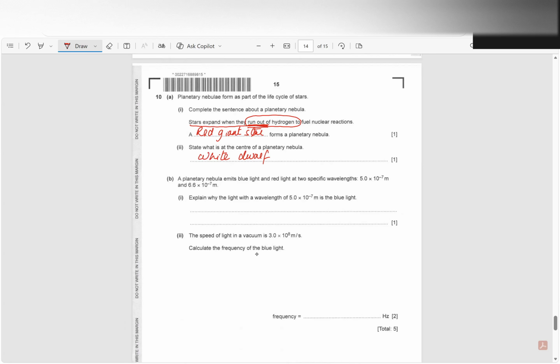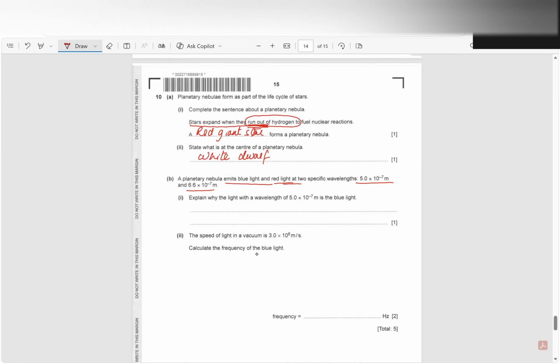Now it says a planetary nebula emits blue light and red light at two specific wavelengths, 5 into 10 raised to the power negative 7 meters and 6.6 into 10 raised to the power negative 7 meters. Explain why the light with a wavelength of 5 into 10 raised to the power negative 7 meter is blue light.